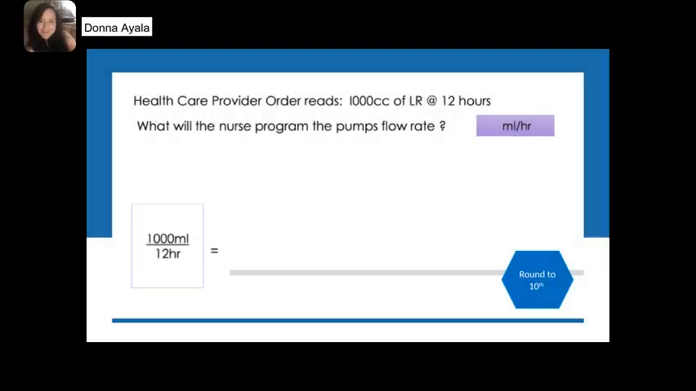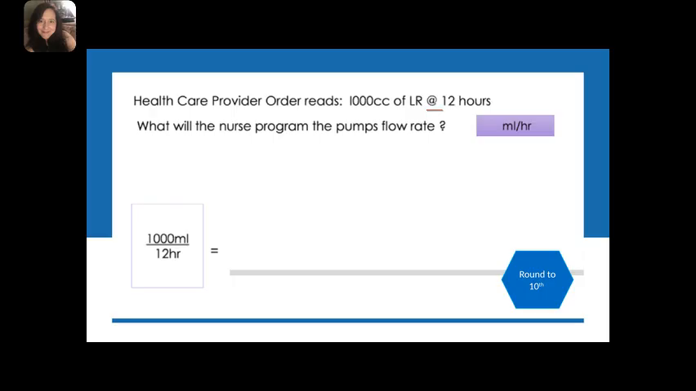We have here another example, a very basic IV calculation. Let's read this healthcare provider order. It says 1,000 cc's of LR at 12 hours. First of all, I don't really like this "at 12 hours." If we were to write this down, a prescription should say every 12 hours. That would be most appropriate.